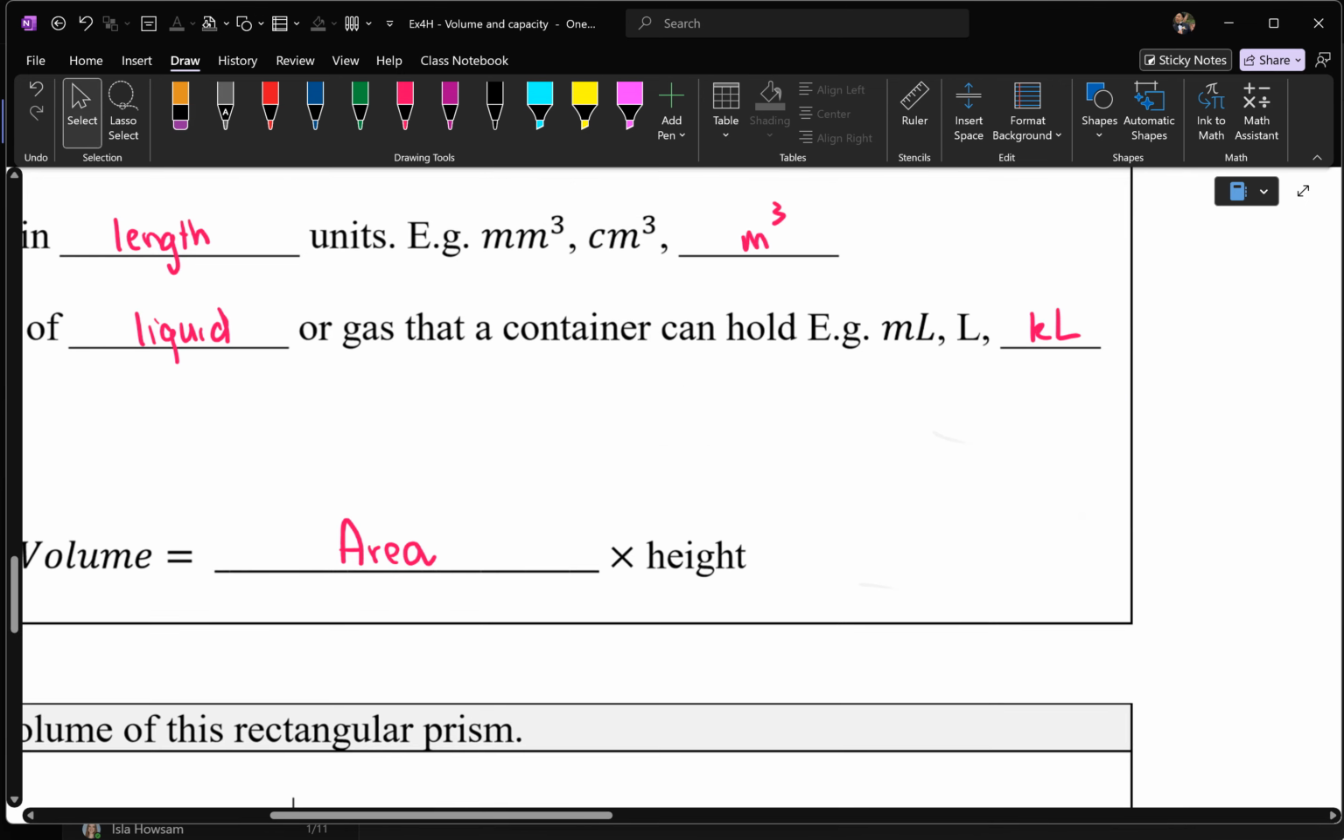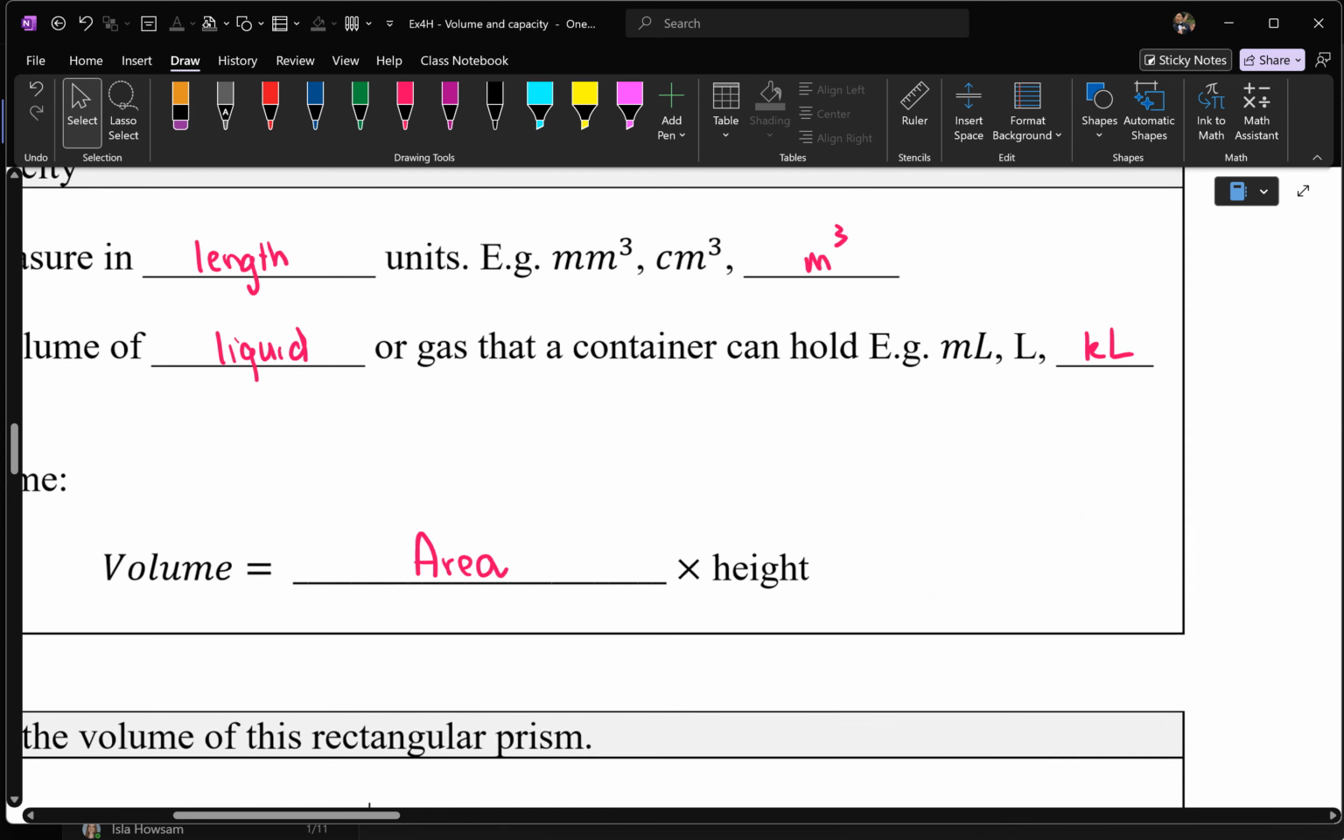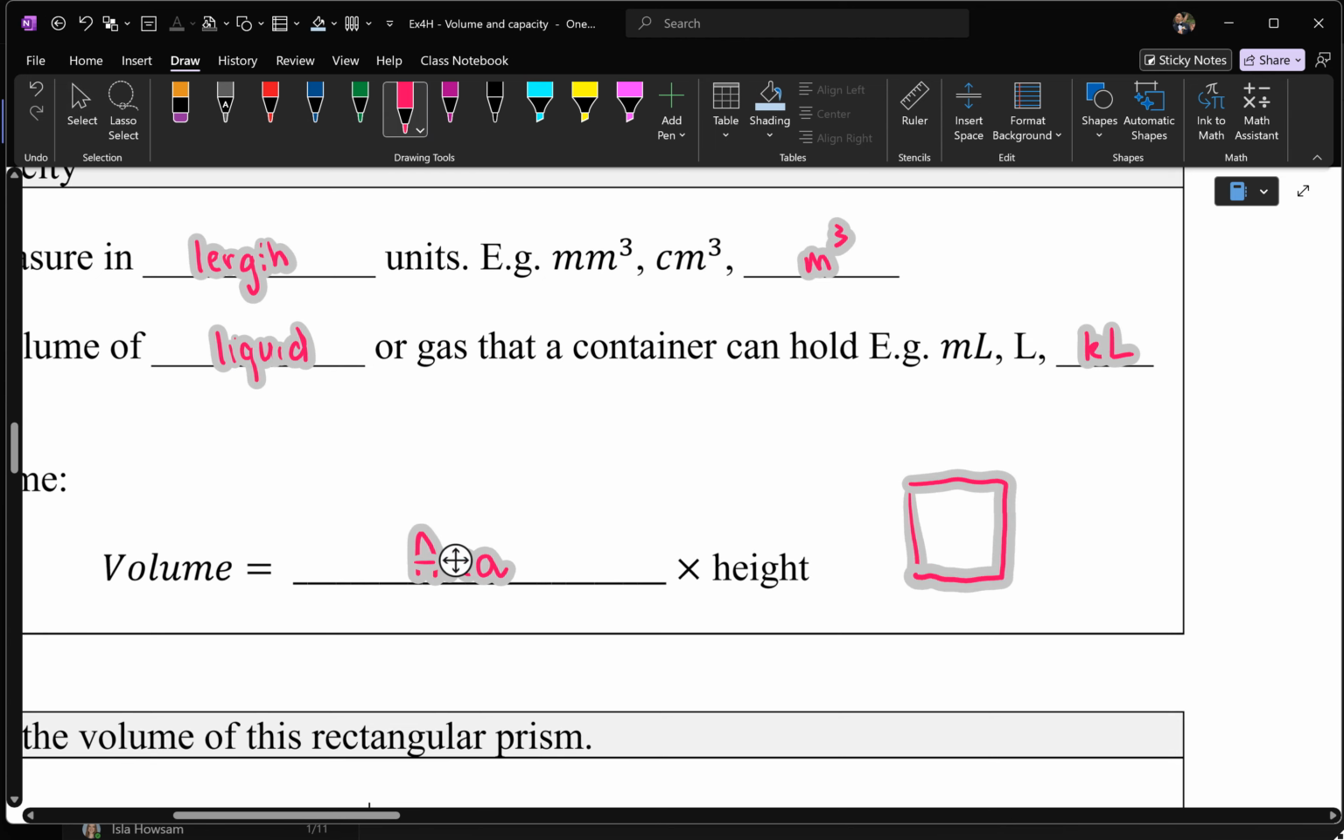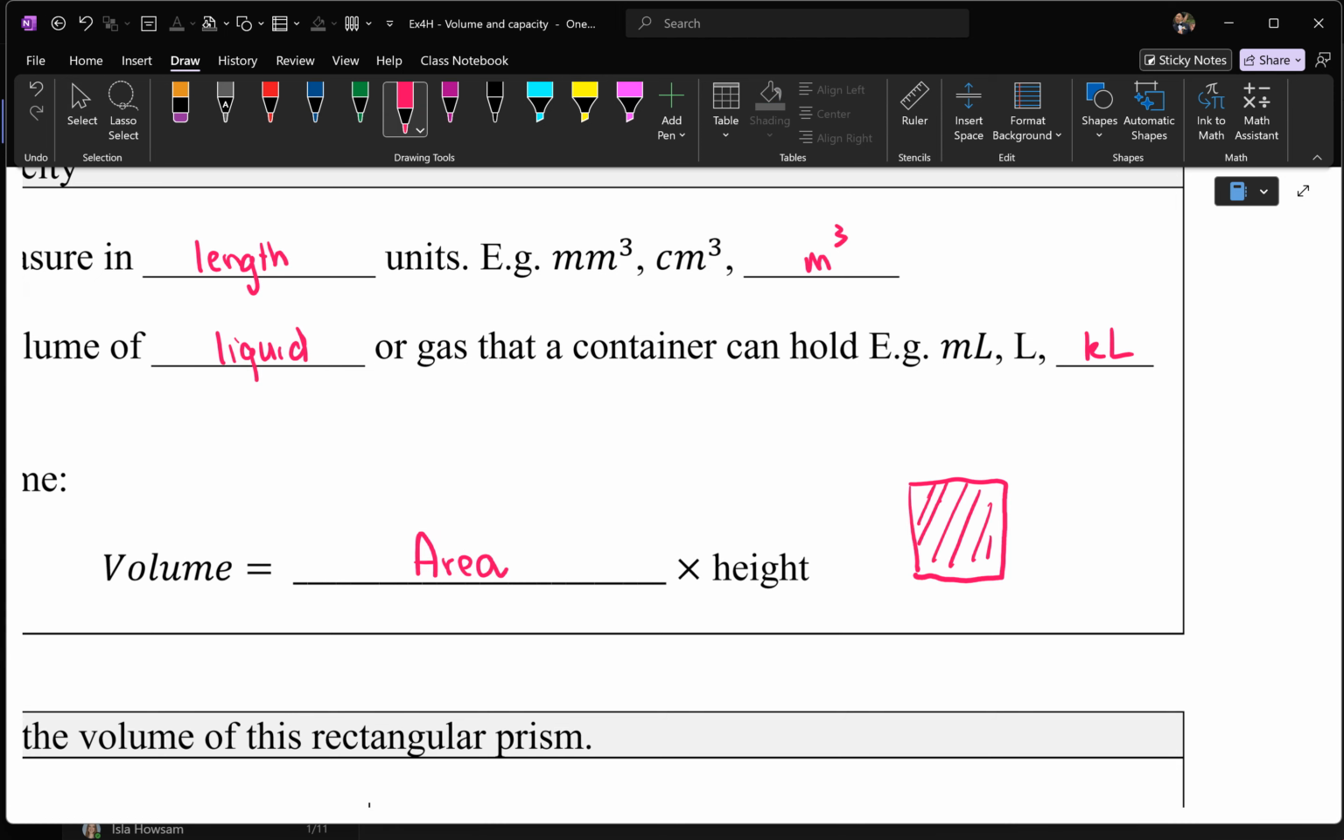And the logic to this is volume is always to do with 3D shapes, right? So a 2D shape would be something like this. That's a square. So the area of this section, you would say it is length times length, right? So that's the area of this square. Actually, I'll do a rectangle to make it easier for you to understand. Here's a 2D shape of a rectangle, right? This is width, this is length. So to find the area, you would say length times width. So that's 2D.